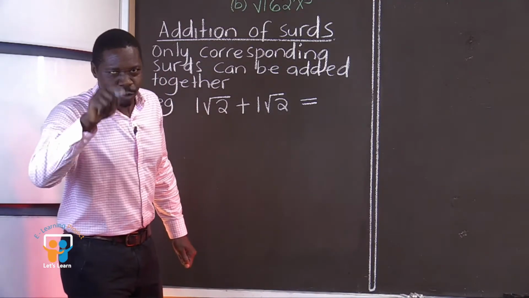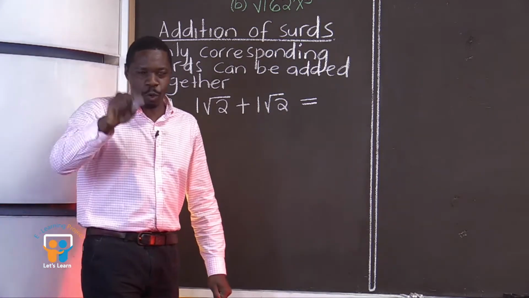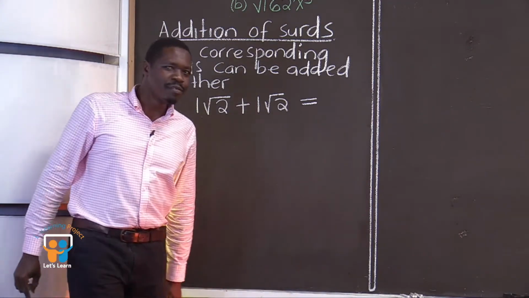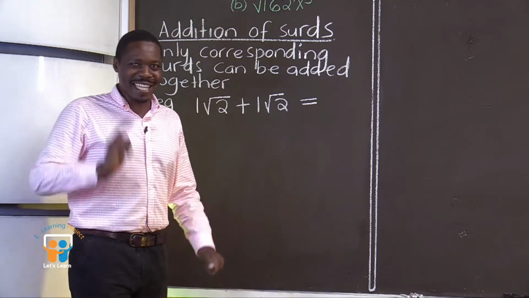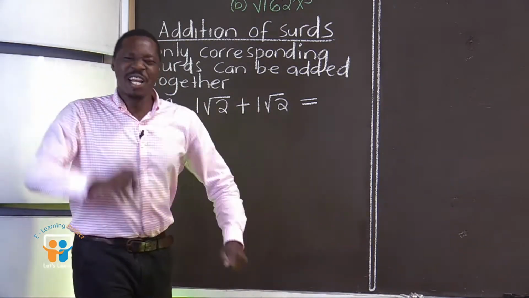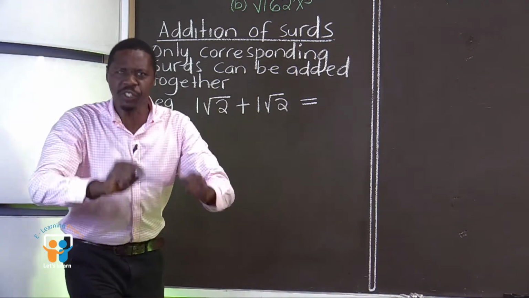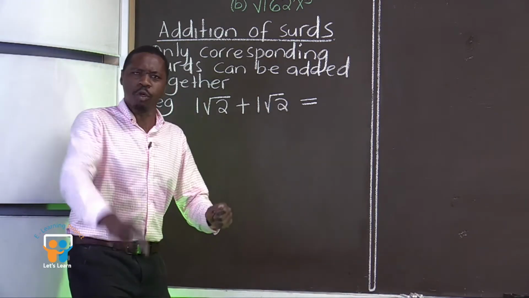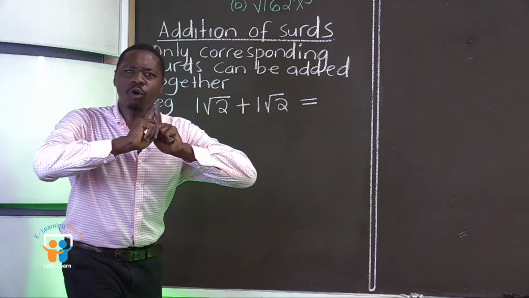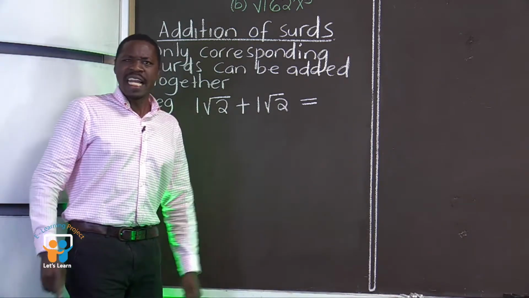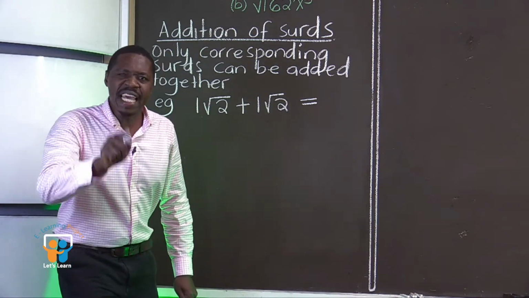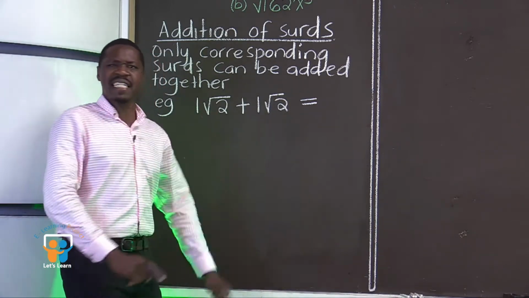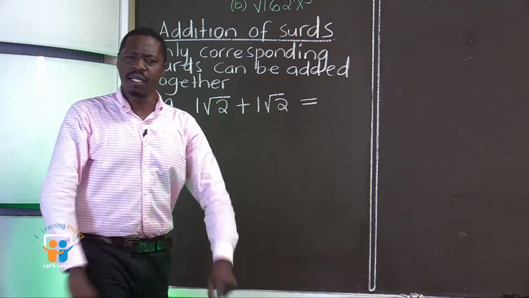How about when I get 1 kilogram of sugar plus 2 kilograms of beans? Someone is telling me I get 3 kilograms of beans. Another one is telling me I get 3 kilograms of sugar. No, it cannot be possible. 1 kilogram of sugar, 2 kilograms of beans, they are not corresponding at all. They cannot be added together. That's why we are saying it is only corresponding surds that can be added together.